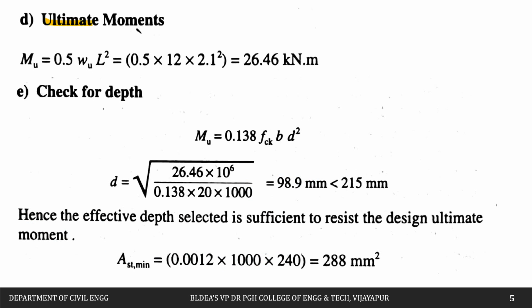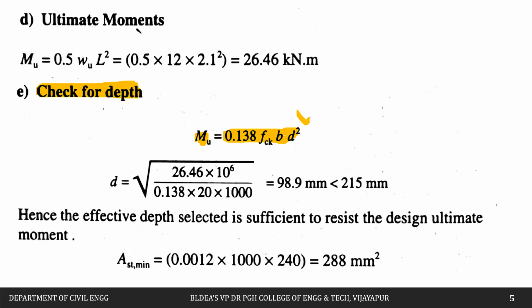Then next we will calculate the ultimate moment. As it is a cantilever, the maximum moment will be WL square by 2. Therefore 0.5 multiplied by W, which is 12, and L is 2.1 square. We get 26.46 kilonewton meter. This is the ultimate moment. Based on this moment, let us check whether the depth we have provided satisfies the criteria or not. Mu is equal to 0.138 fck b d square, as we have Fe415 steel.